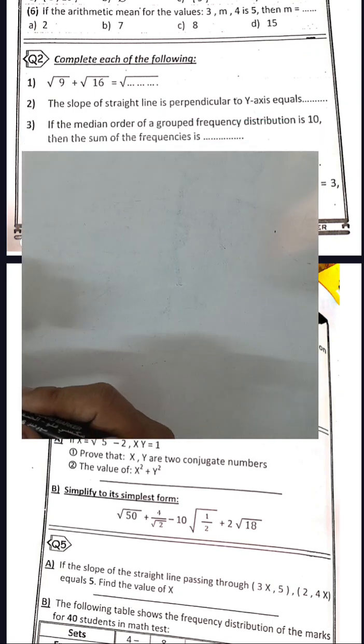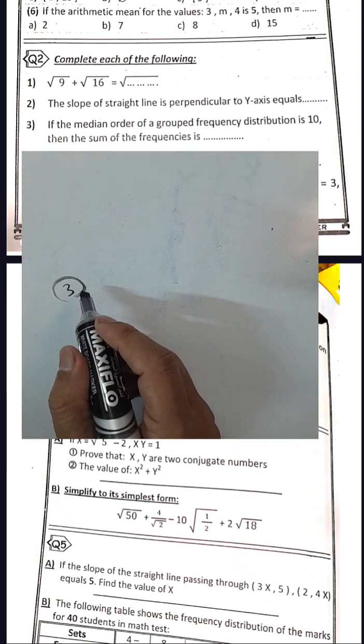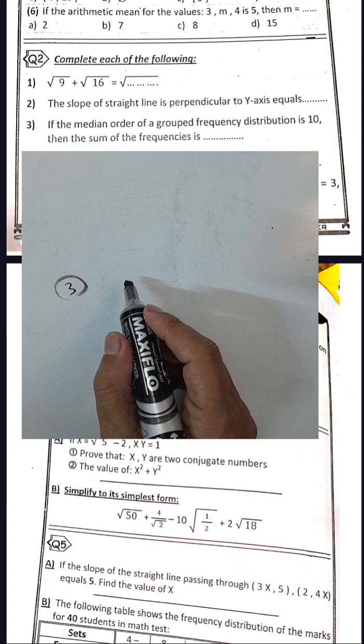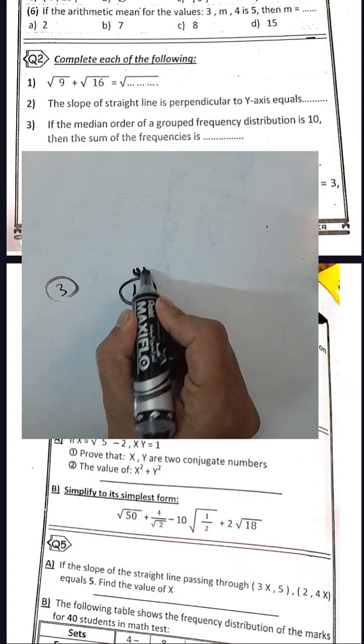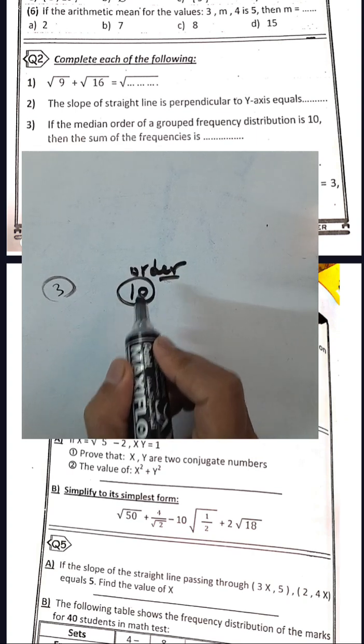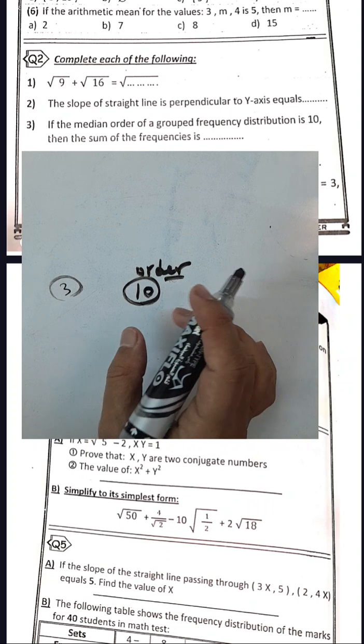Next question, number 3. If the median order of a grouped frequency distribution is 10, the order of the median was 10. Okay, give us the order of the median. Then the sum of the frequency is what?